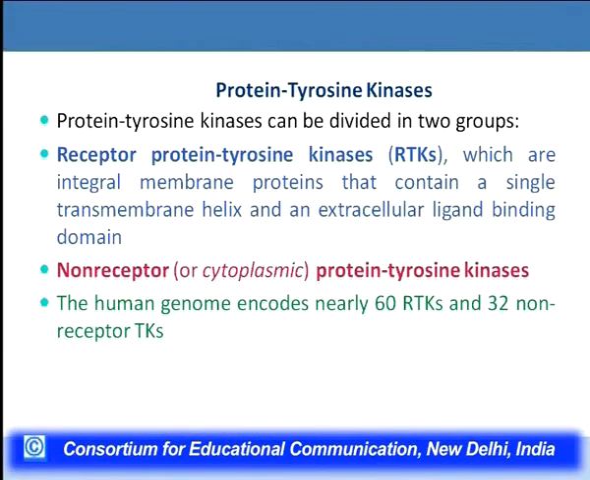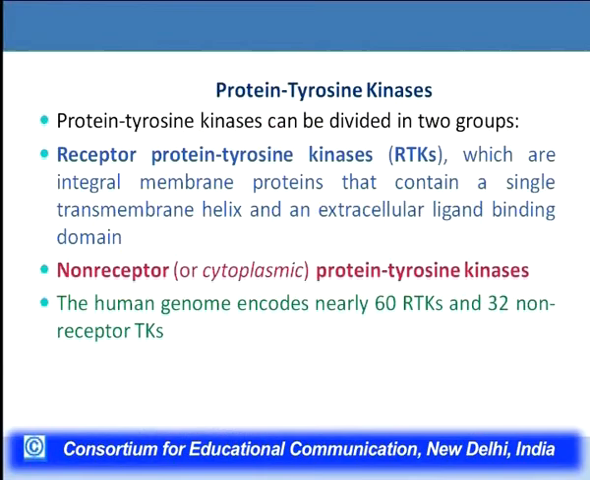Now these tyrosine kinases can be divided into two groups. Basically, we are concerned with receptor protein tyrosine kinases. We can divide these tyrosine kinases into receptor protein tyrosine kinases and non-receptor protein tyrosine kinases. As the name suggests, receptor protein tyrosine kinases are integral membrane proteins which perceive a signal coming from outside. They contain a single transmembrane helix, and of course they have a ligand binding domain, and a cytoplasmic domain which will lead to production of an effector molecule, or which will lead to a change in the activity of certain other enzymes.